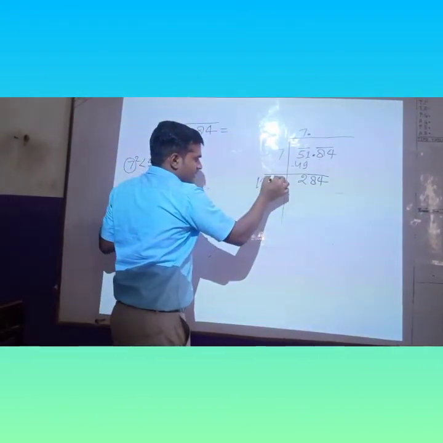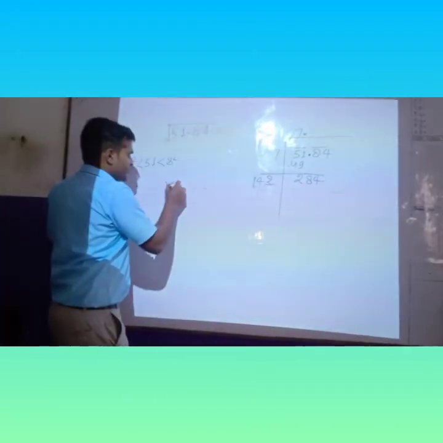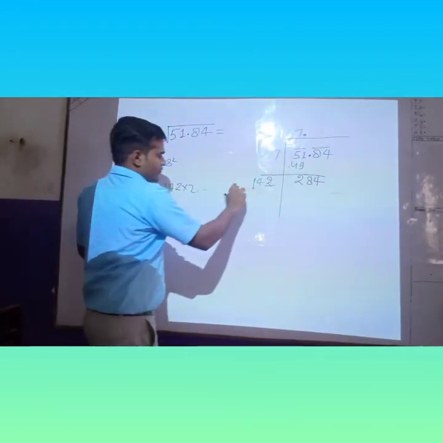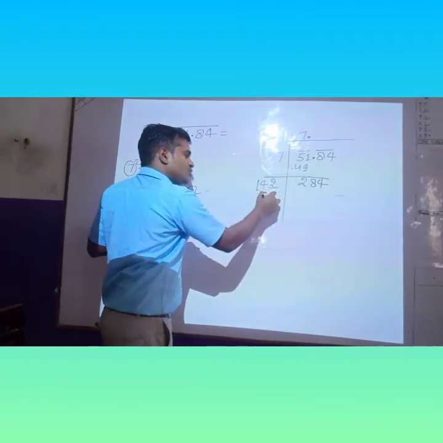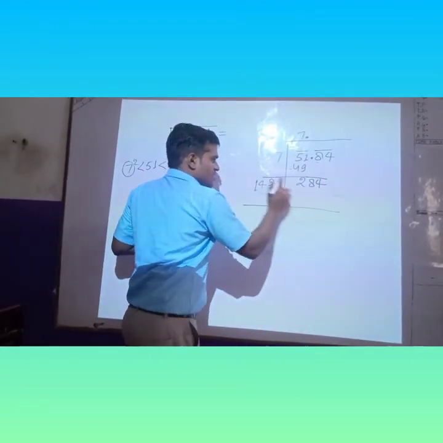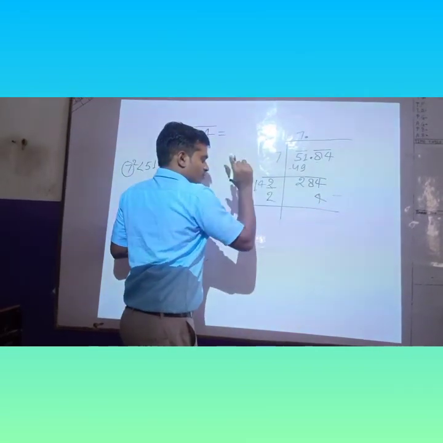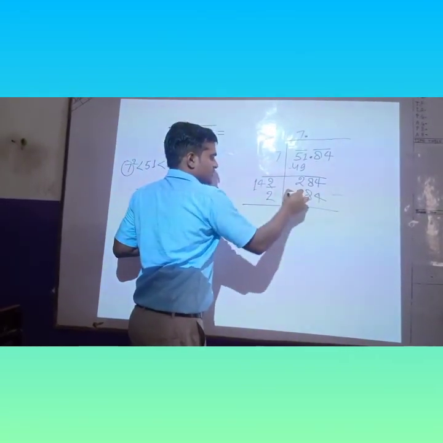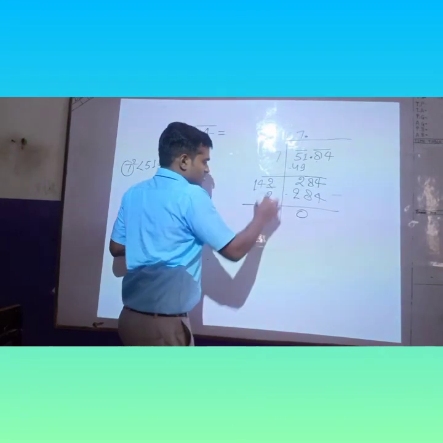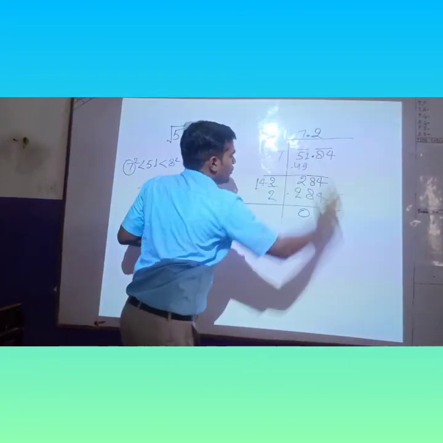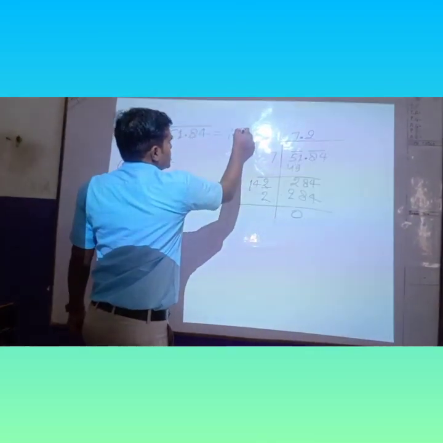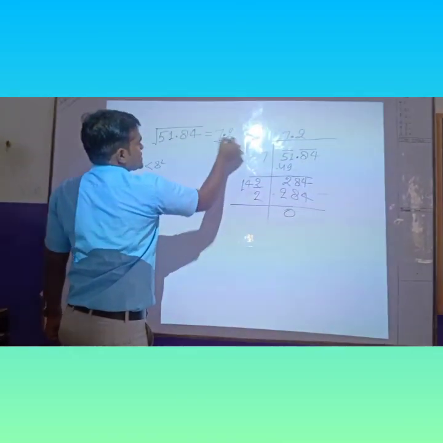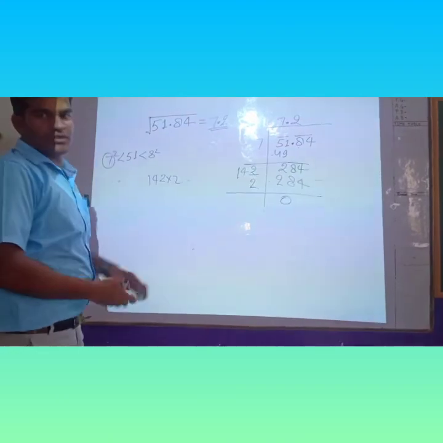If we take 2 there, then 142 multiplied by 2, so we have to multiply 142 by 2. 2 times 2 is 4, 2 times 4 is 8, 2 times 1 is 2. Now the remainder is 0. So here is 2, so write 2 there. What is the square root of 51.84? That is 7.2. 7.2 is the square root of 51.84. Understood?